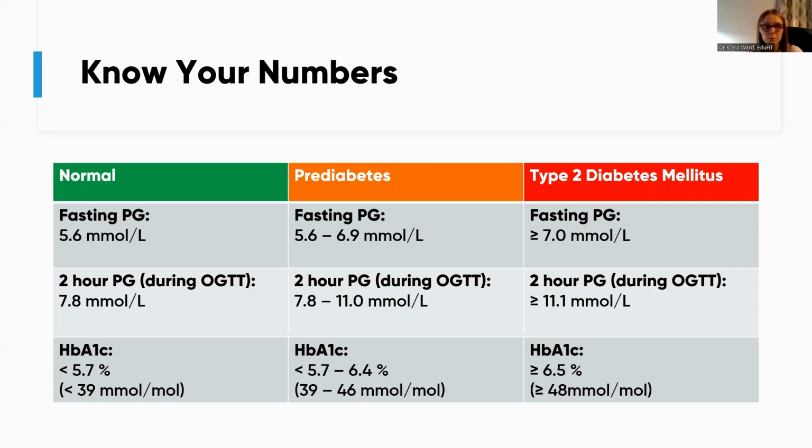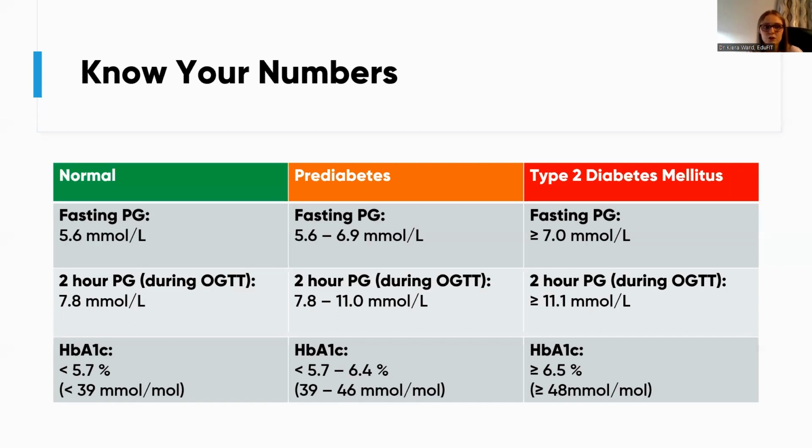If it goes above that, so 5.6 to 6.9, it's pre-diabetes. So this is a condition where your sugar levels are higher than normal, but it's not enough for a diagnosis of type 2 diabetes. And then if it goes beyond 7, it's considered type 2 diabetes.